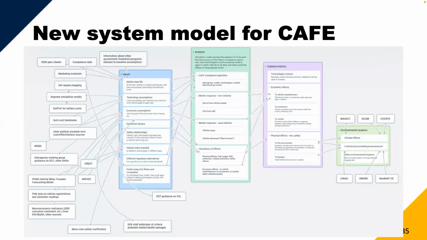We actually aren't privy to the credit prices. We know the credit transactions, so we know that automaker A has sold some number of credits, and we know that automaker B has bought some number of credits, but we don't actually know how much they paid.